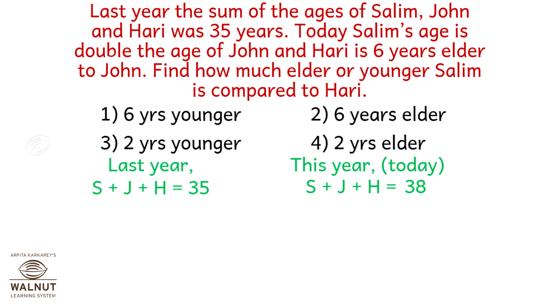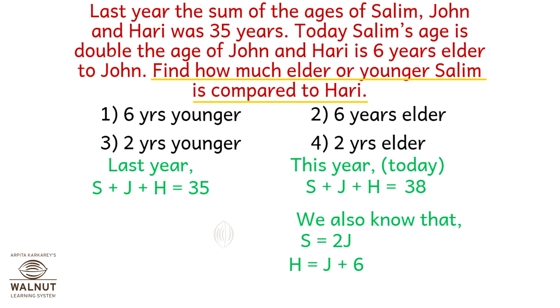Why do we add 3 instead of 1 when we have incremented the year only by 1 year? Because we have to add 1 year to each of them, which is S, J and H. That is why we have 35 plus 3, which is 38. We also know that S is equal to 2 times J and H is J plus 6. So find out how much elder or younger Salim is compared to Hari.